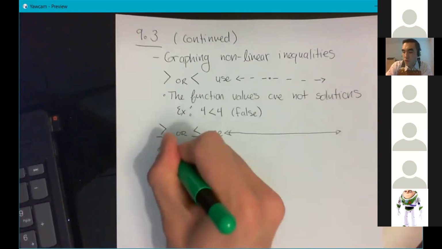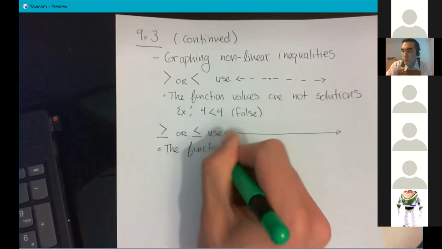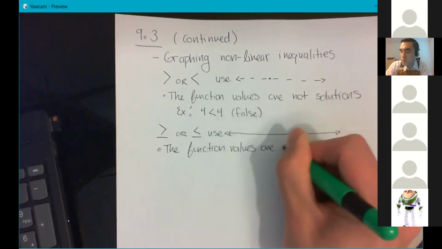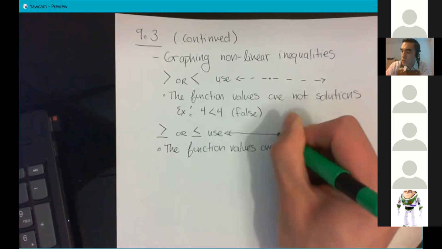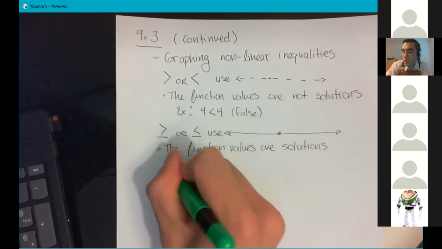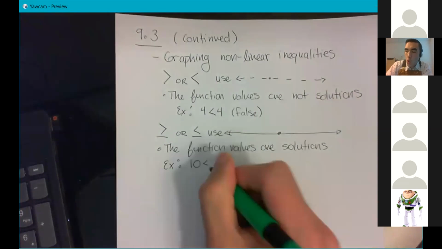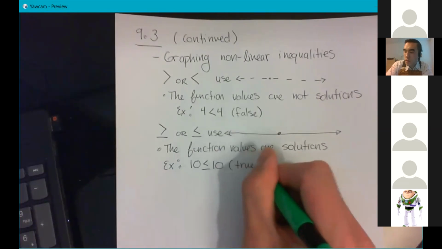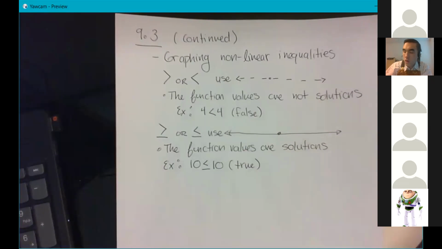And that is simply due to the fact that the function values are solutions in this case. Because again, if you plug in one of these function values, you would get, for example, that 10 was less than or equal to 10, which is now a true statement because of the addition of this equality symbol down here. Is this okay?